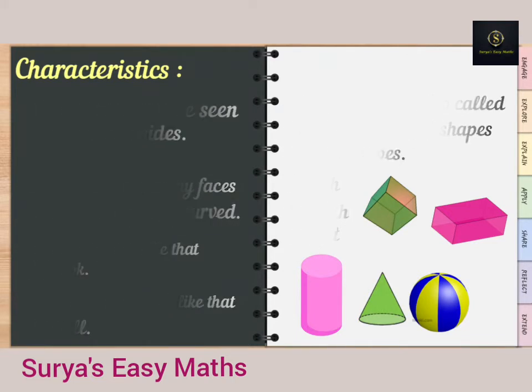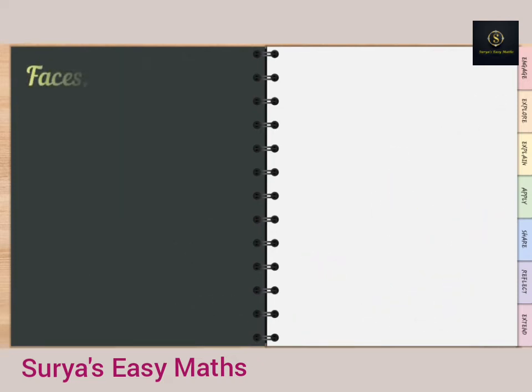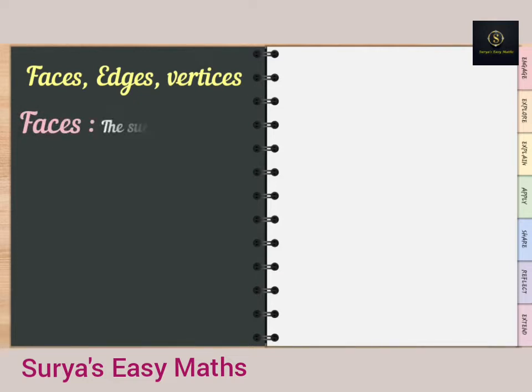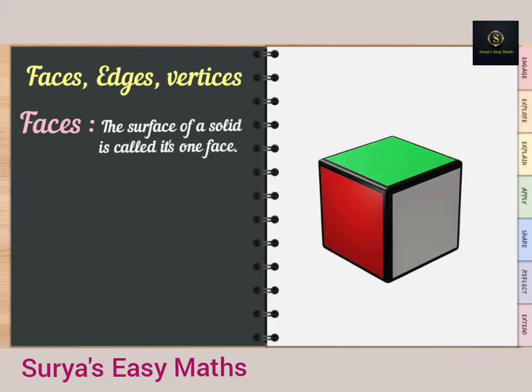Now children, let us understand what are faces, edges and vertices. First, let us see what are faces. The surface of a solid is called its one face. In the picture children, you can see a face of a cube where the arrow is shown. This is one face of a cube. It has many such faces.